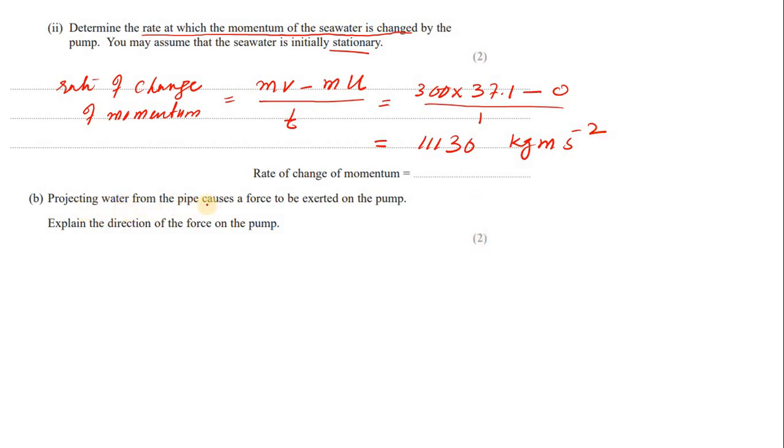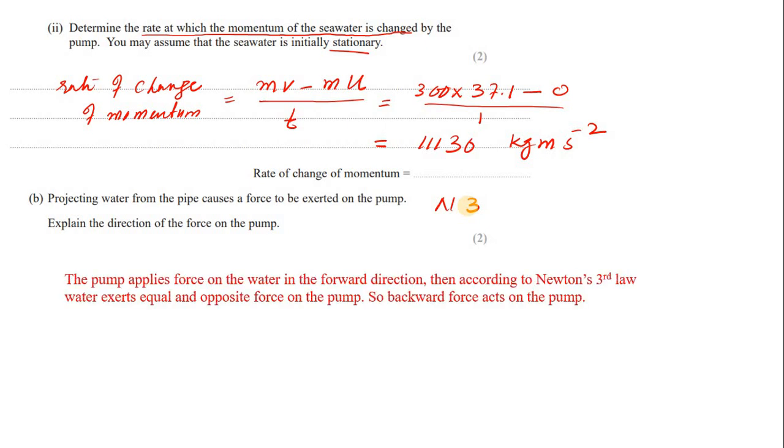Projecting water from the pipe causes a force to be exerted on the pump. Explain the direction of the force on the pump. Of course, this is the typical question of Newton's third law. Object 1 applies force on object 2, then according to Newton's third law, object 2 applies equal and opposite force on object 1. So action and reaction force.